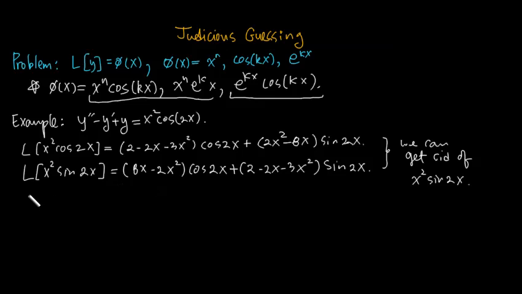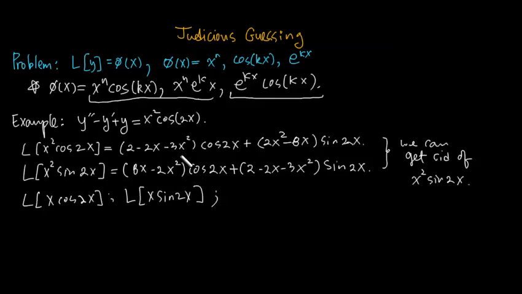So I think the next thing we should try is x times sine 2x. Let me do the cosine 2x first. So it's L of x times cosine 2x, and L of x times sine 2x.